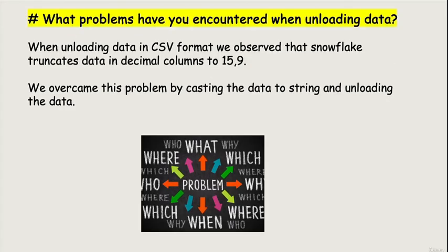One of the other problems that we can encounter when unloading data in CSV format or even JSON format, though I have not written it on this slide, is that data truncates to 15,9 in decimal columns. You can overcome this problem by casting the data to string and unloading the data, because of which all the values in the data are maintained. An alternative is to unload in Parquet format, in which case the precision and scale is also maintained. With that, we conclude this question. If you have the time, please join me in the next question.